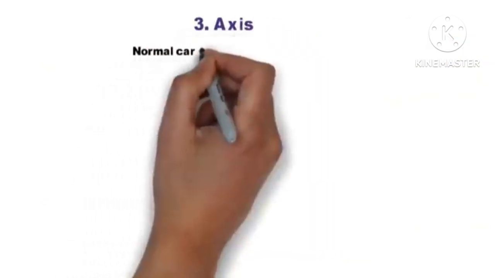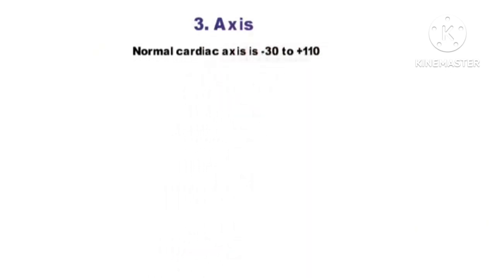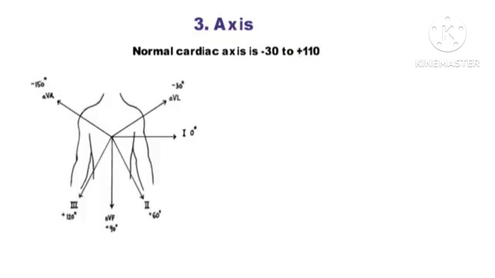Now step 3 is to calculate the axis. First of all, normal cardiac axis is from -30 to +110 degree. And to know about the axis, we first need to know about the 12 lead ECG. There are 3 bipolar leads, which are lead 1, lead 2 and lead 3. And 3 unipolar leads, which are augmented voltage lead, that is AVR, AVL and AVF. And there are 6 chest leads, which are from V1 to V6.